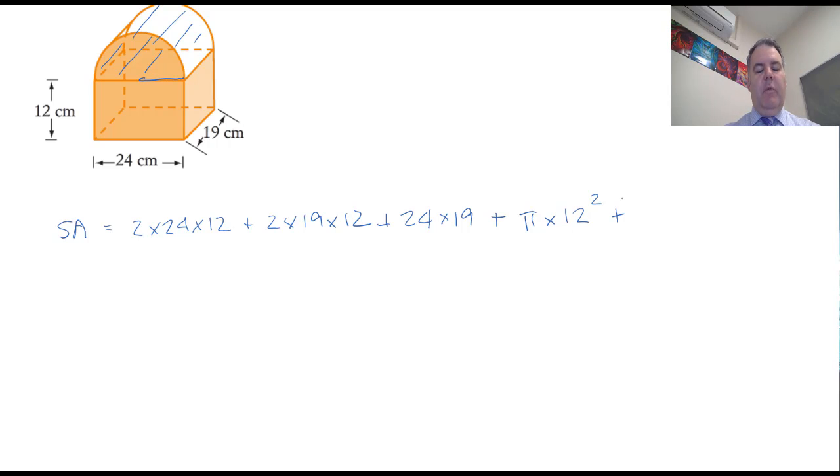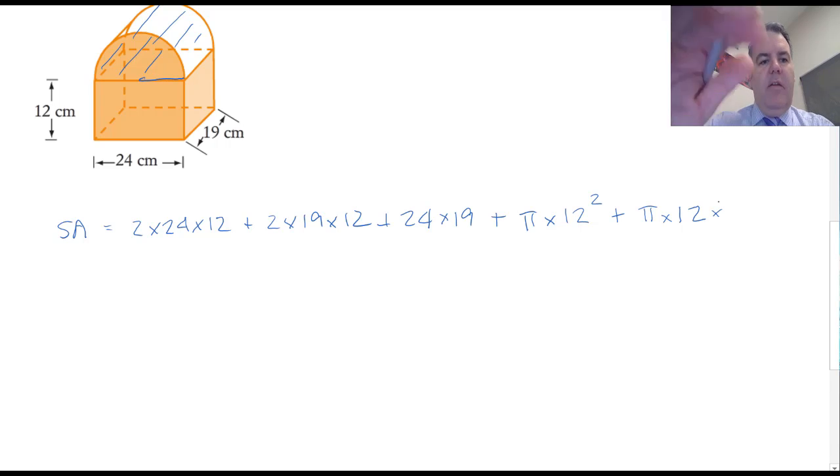Now we've just got the curved bit, and as we learnt in the last video, it's half of the curved surface area of a cylinder. Normally the formula for the whole bit is 2πrh. In this case we've only got half of it, so pi times r, the radius there will be 12, and the height of that cylinder there is 19. That's it. That big long thing is your answer to the question.